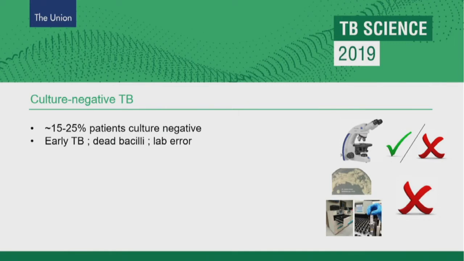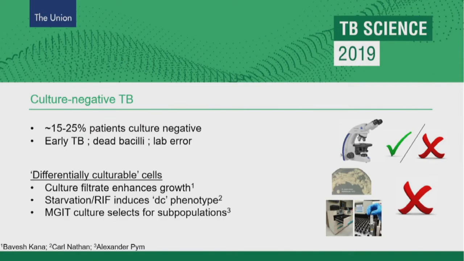There are, however, several lines of evidence showing that not all the TB bacilli are able to grow in standard media. And I just wanted to point out the work of a few groups who are working on this. This includes the work of Bhavesh Khanna, who came up with the term differentially culturable cells. And their group showed that some subpopulations of cells only grow in the presence of culture filtrates, so there's probably a secreted factor in culture filtrate that enhances the growth of these cells. And then the group of Carl Nathan reported similar results, as well as that they can induce this differentially culturable phenotype by starvation or under drug pressure.